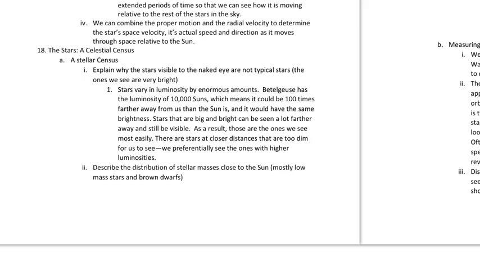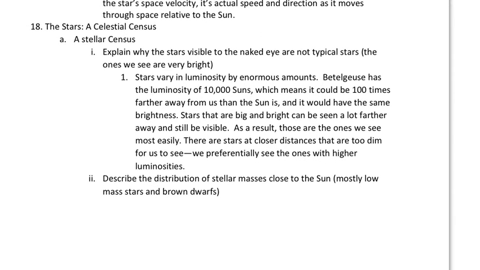So this is a chapter on different types of stars and what we know about stars, and we'll look at things like the Hertzsprung-Russell diagrams, sort of how do we catalog stars. So the first discussion is really on what we can see with our naked eye.